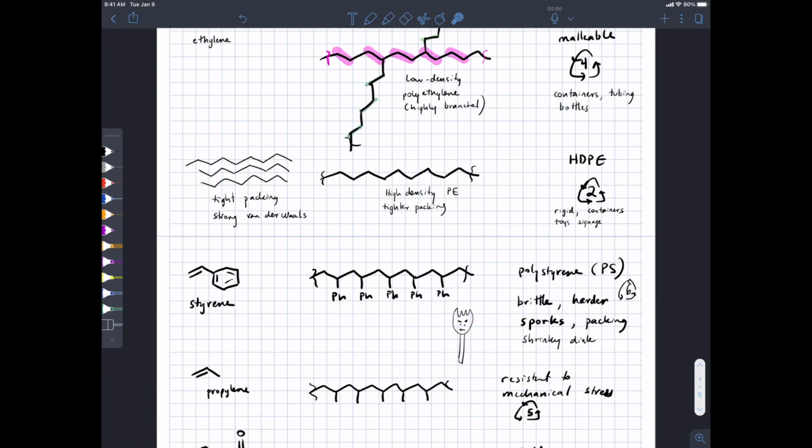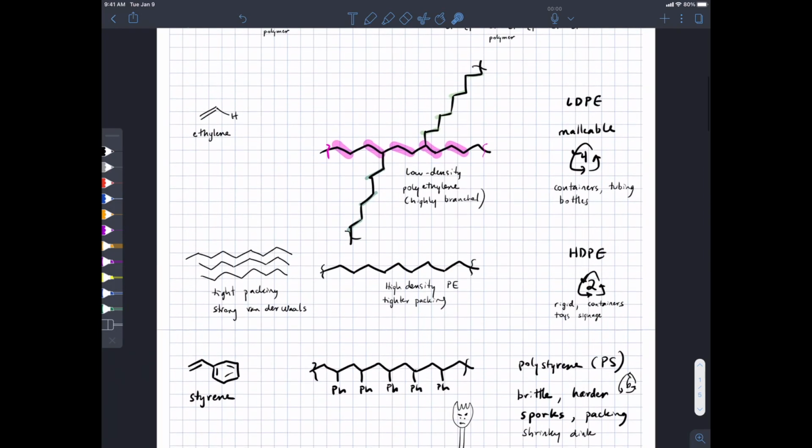How do they change the product between the two shown at the top? Like how do they control branching? Yeah, so they actually use a non-radical process for the linear one. I forget what it's called. I want to say Ziegler-Natta catalysis or something like that. But they use a different method for that one.